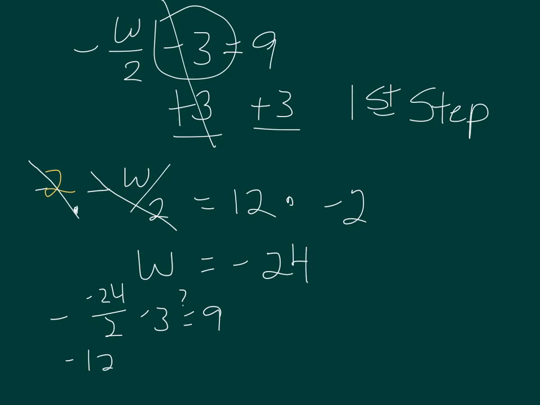So we have a negative, and I'm going to put this in parentheses so you can see it clearly. We have a negative 12 minus 3. Okay, and we're still saying, does that equal 9? Well, remember, subtraction is the same as adding the opposite. So we end up with 12 minus 3, and it does equal 9.